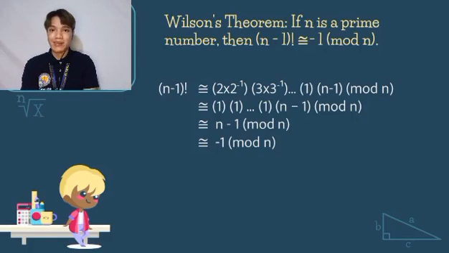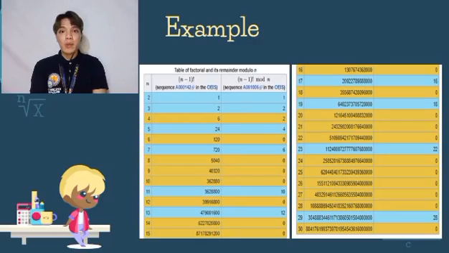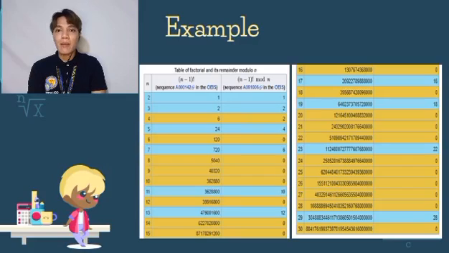And another example, for each of the values of n from 2 to 30, the following table shows the (n-1)! and the remainder when (n-1)! is divided by n. In the notation of modular arithmetic, the remainder when m is divided by n is written m mod n. The background color is blue for prime values of n, gold for composite values.